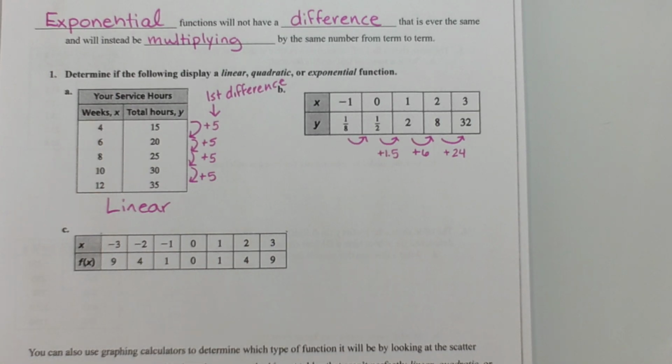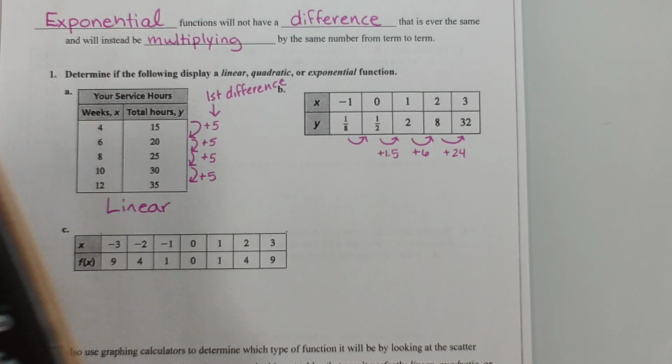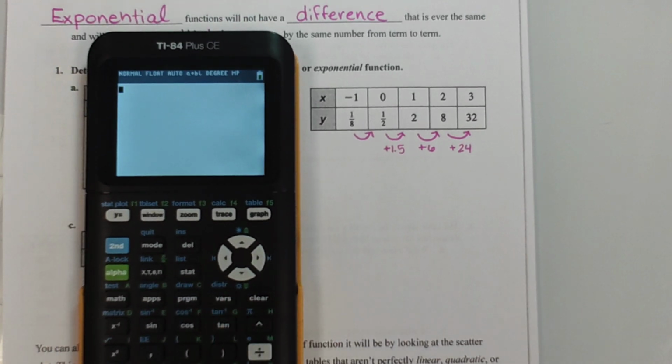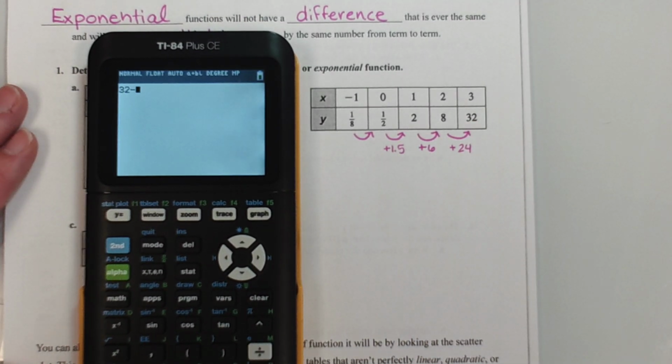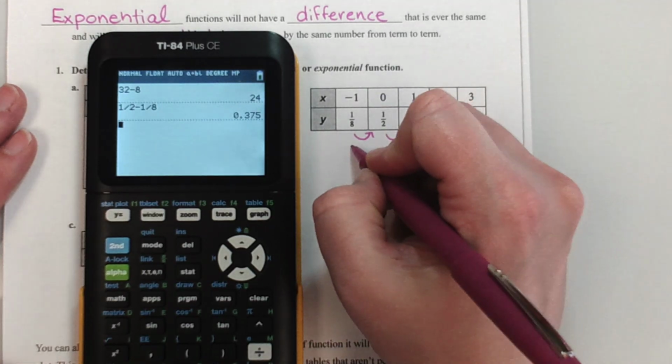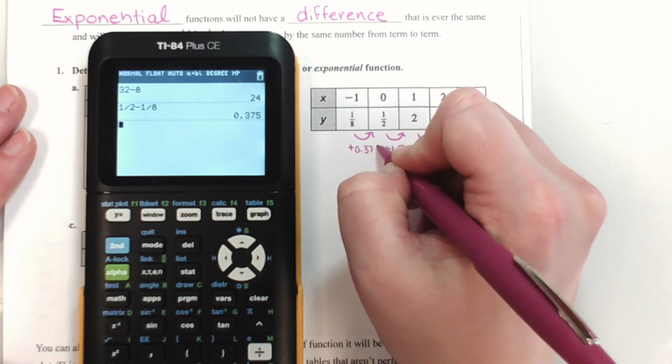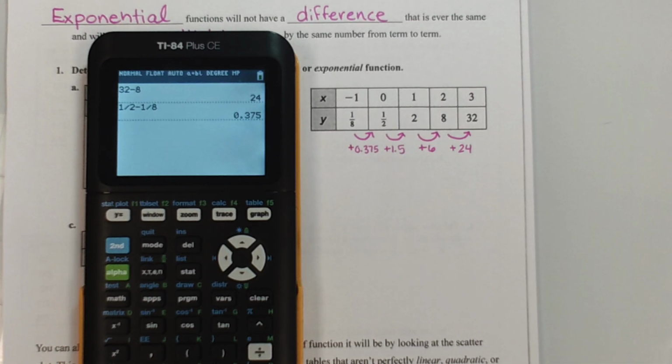If you're trying to figure out what you're adding, you can always work backwards with ones that are not obvious. If I wanted to figure out what I was adding to get from 8 to 32, I could have done 32 minus 8, and that would have given me the 24. I could do the same thing with the fractions. 1/2 minus 1/8 is 0.375. Since the first differences are not the same, it's not linear.